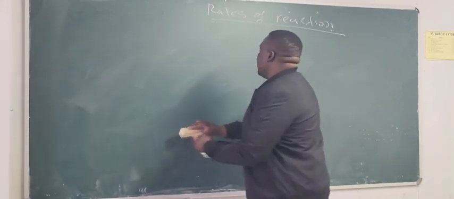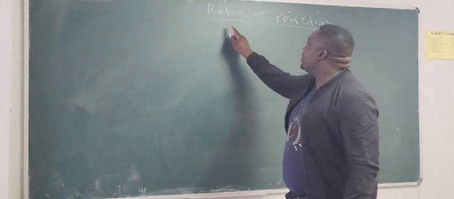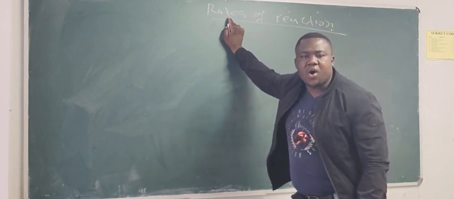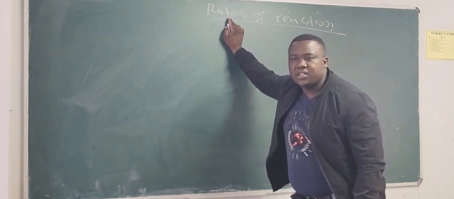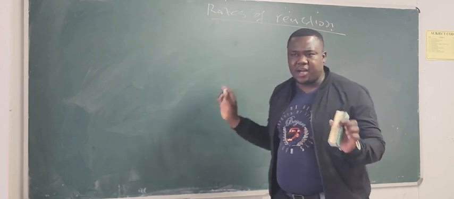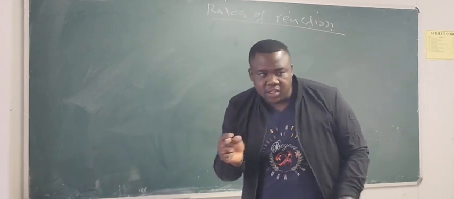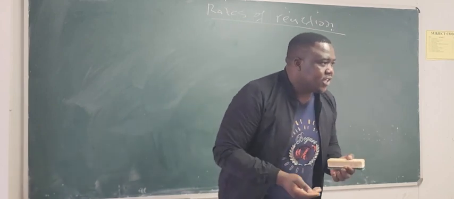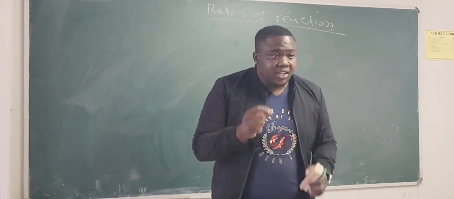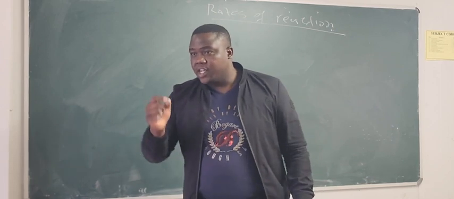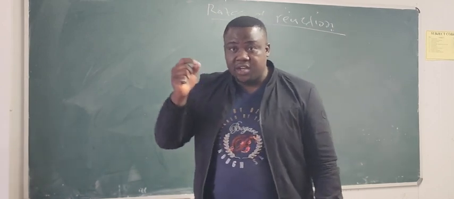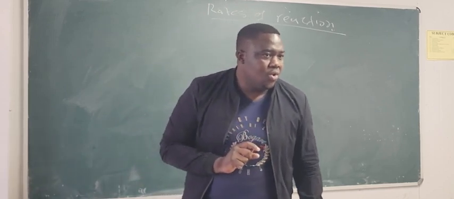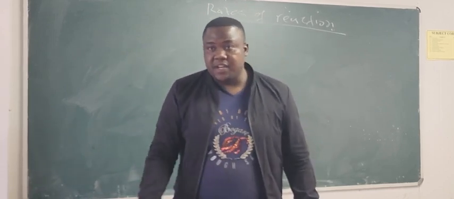When we talk about the rates of reaction, we're talking about how fast or how slow a reaction is occurring. We're concerned about that. When we say rate, we're asking, is this reaction occurring fast? Is it occurring slow? The word rates of reaction talks about the speed at which the reaction is occurring. It's either very fast or slow.